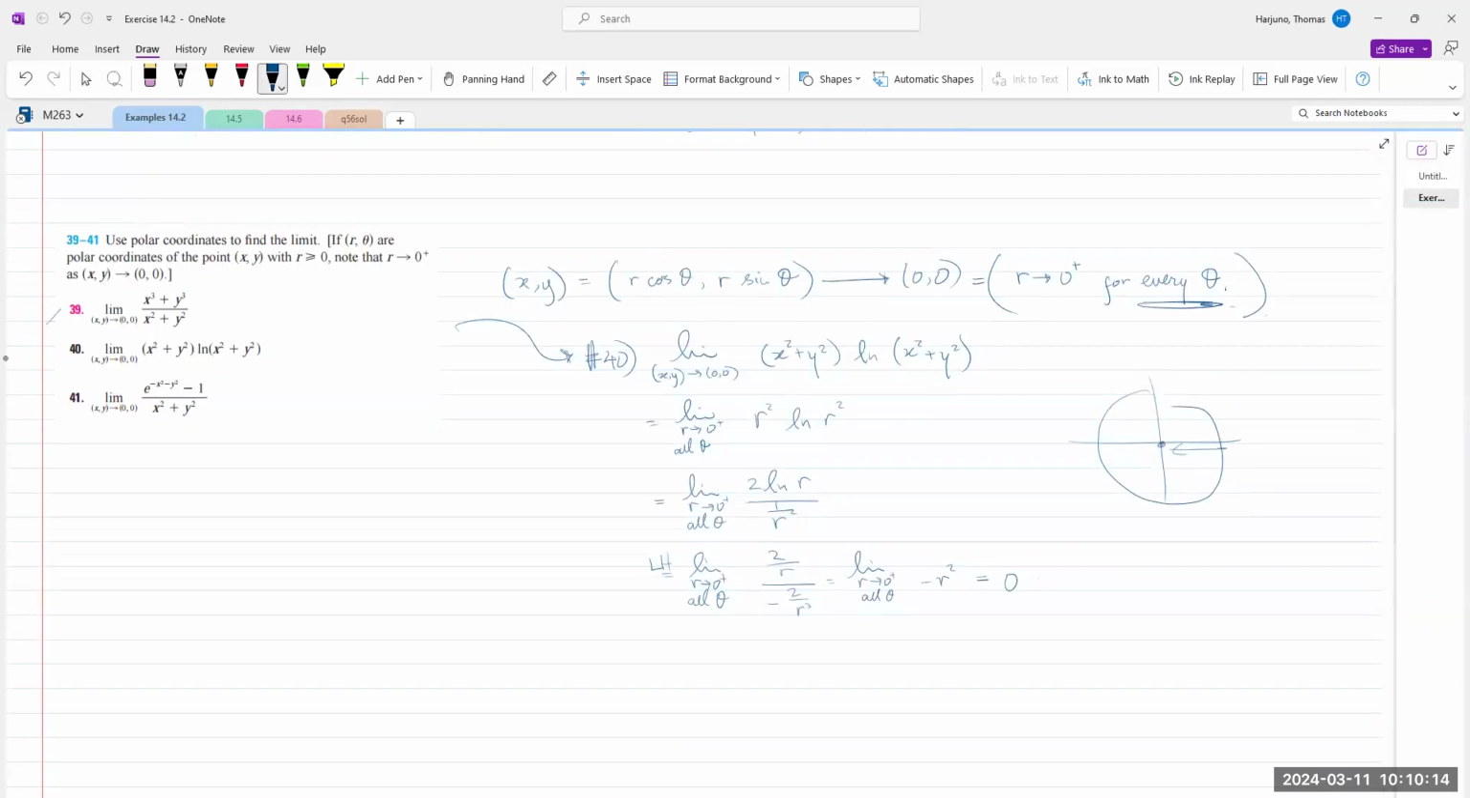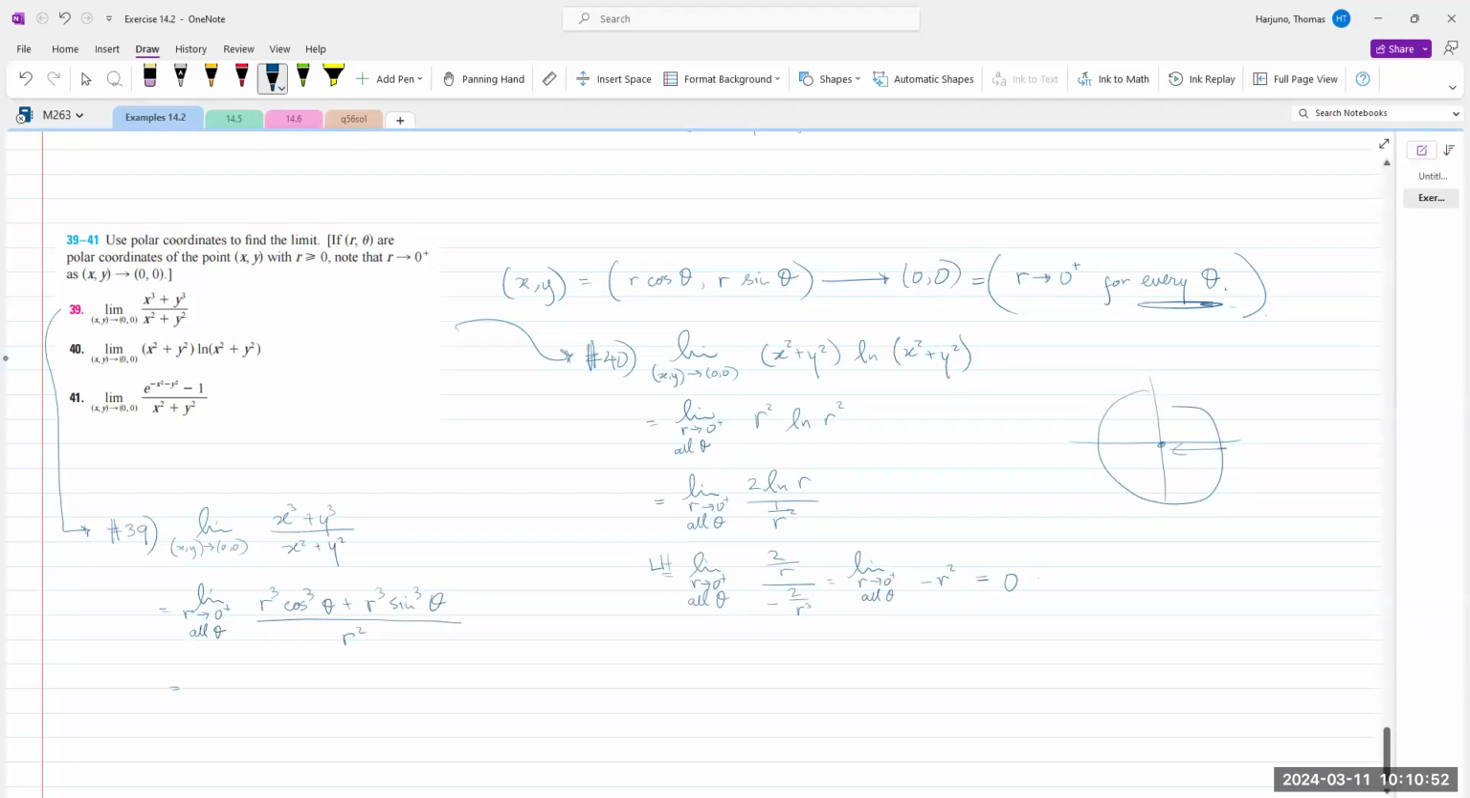Now, let's apply this to number 39. Number 39, so the limit as (x, y) goes to (0, 0) of x cubed plus y cubed over x squared plus y squared. This is the limit of r going to 0 from the right-hand side for all theta of r cubed cosine cubed theta plus r cubed sine cubed theta over r squared.